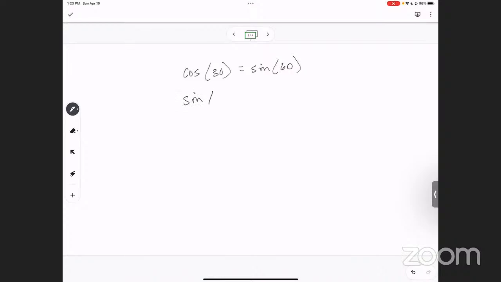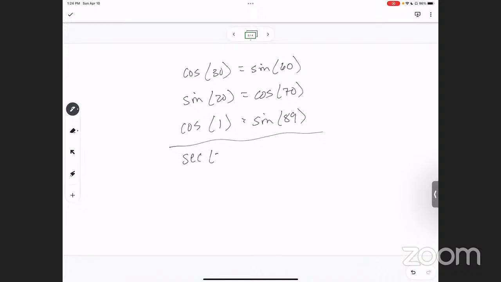The sine of 20 is equal to the cosine of 70. You get what I'm doing? I do. The cosine of 1 is equal to the sine of 89, and so forth. In fact, that also happens for the secant of 25 equal to the cosecant of 65. That's why it's called the cosecant, because they're complementary functions.